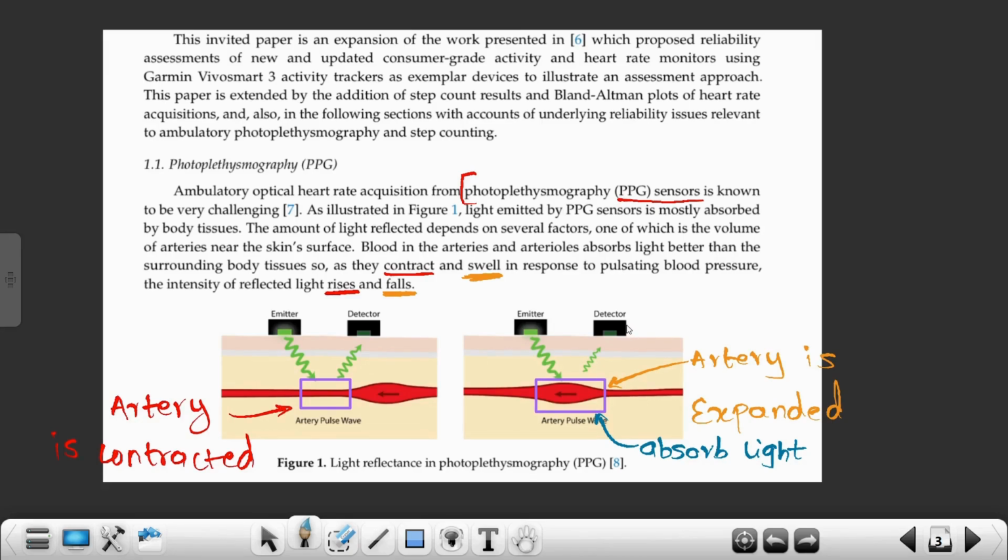Now again, there is one question from my side: what can be the logic or reason behind that? When my artery is contracted, the majority of the light is reflected back to the detector of the optical sensor, which is present above the skin. On the contrary, the majority of the light incident on the swollen, expanded artery is being absorbed and very little light is sent to the detector side. What is exactly the reason behind that? Can anyone guess?